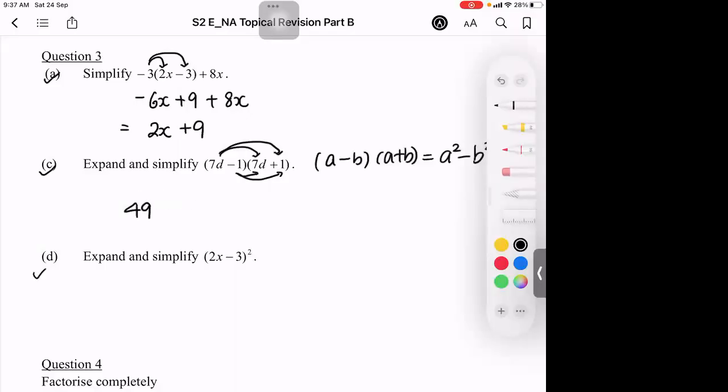Okay, 49D squared. Then 7 times positive 1 plus 7D. Negative 1 times 7D, negative 7D. Negative 1 times positive 1, negative 1. Simplify, we can get 49D squared, then minus 1.